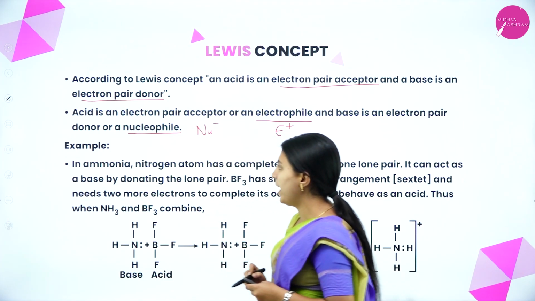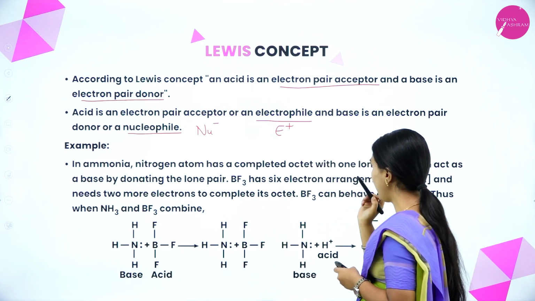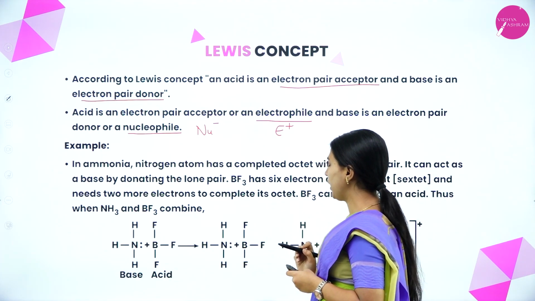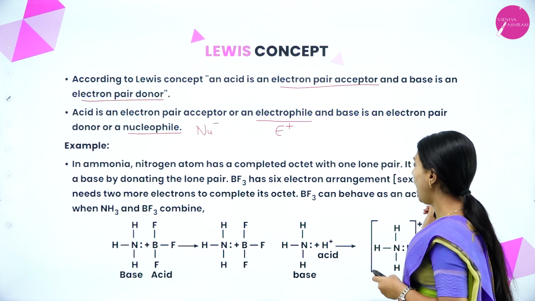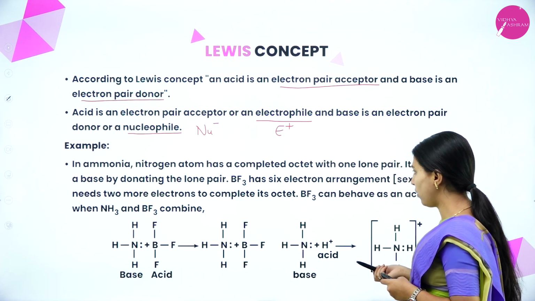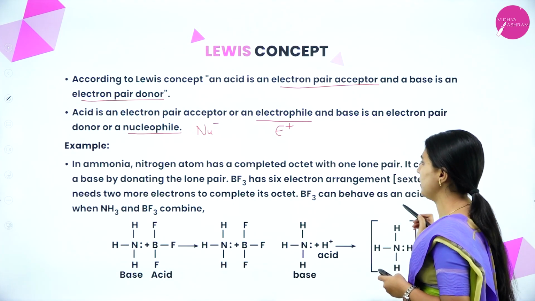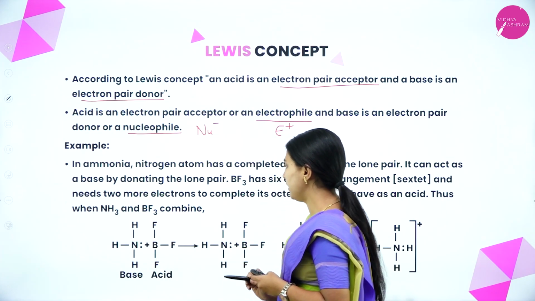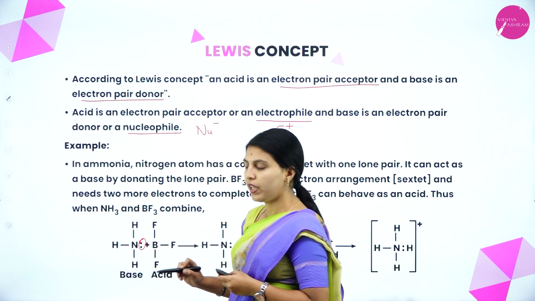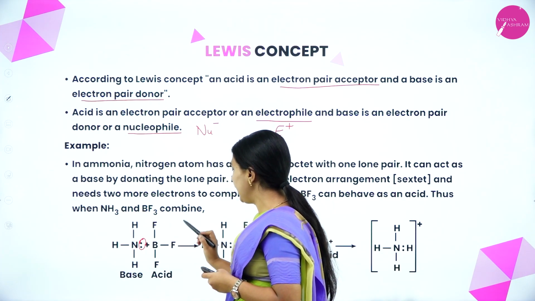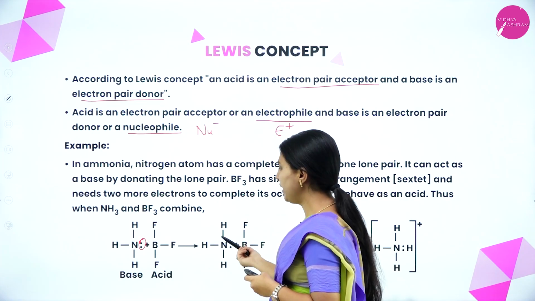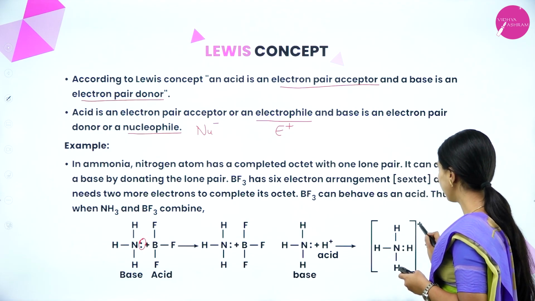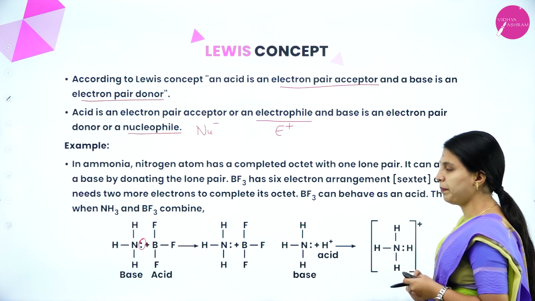nucleophile. Example, in ammonia, the nitrogen atom has a completed octet with 1 lone pair. It can act as a base by donating the lone pair. BF3 has 6 electrons and needs 2 more electrons to complete its octet, so BF3 can behave as an acid. Thus, when NH3 and BF3 combine, see here, base and acid. Due to the lone pair, NH3 will act as base. Here it needs 2 electrons to complete its octet, so this will act as acid.